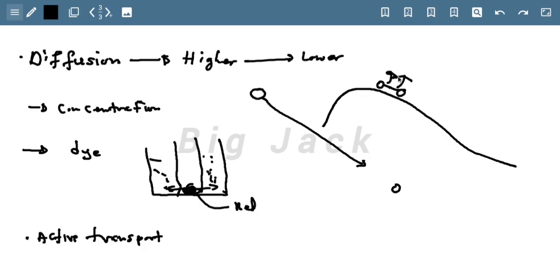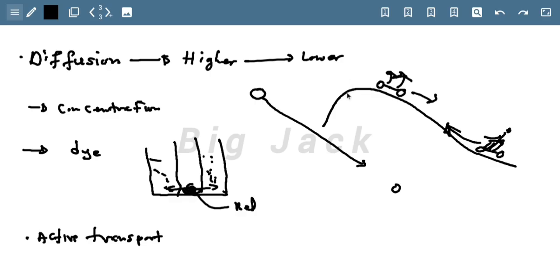Who is going to use more energy, between the person who is riding a bicycle going downward or a person who is riding a bicycle going upward? You're going to find that a person riding upward is going to use a lot of energy. You can even see here there is a slope. So that is what active transport is all about. You are moving the particles from the lower concentration to the higher concentration, against the concentration gradient.